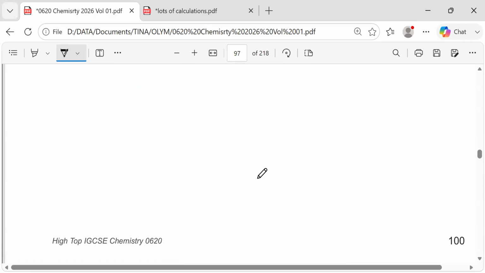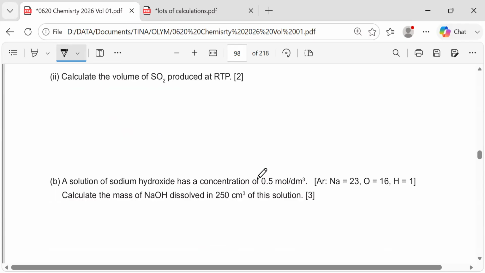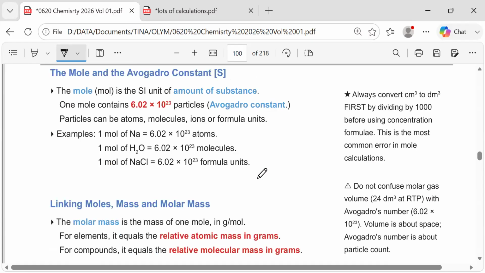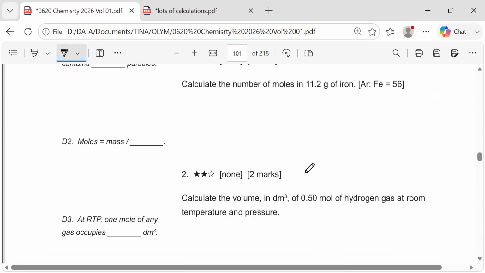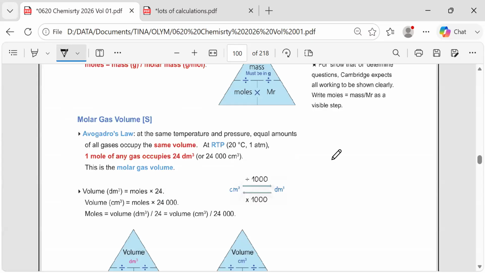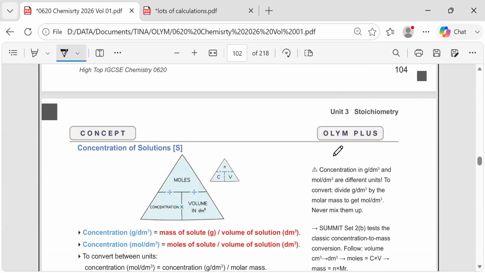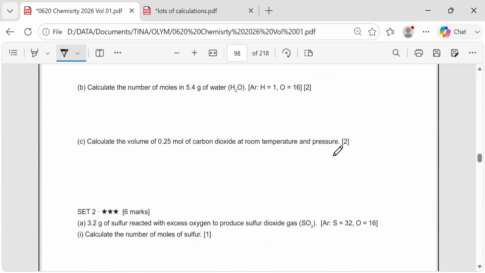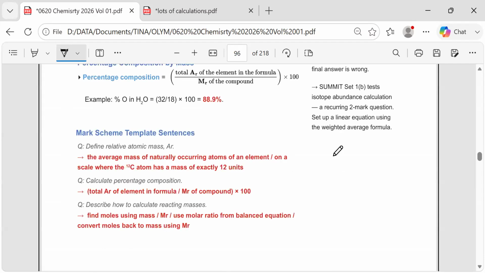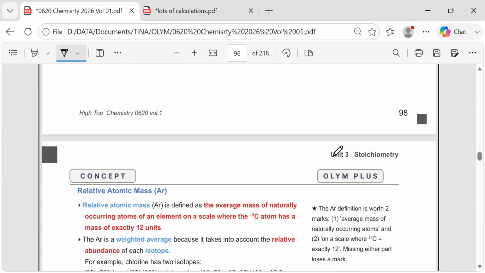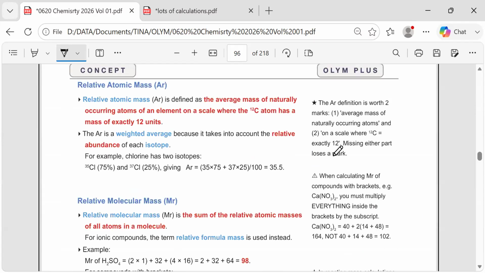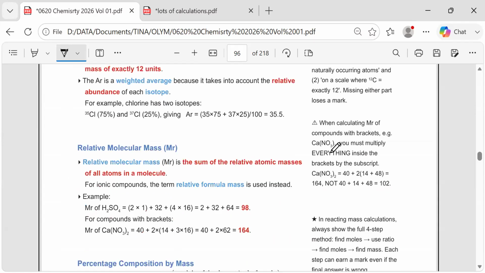Okay, I would like you to turn to page. Okay, it's too small. It's called relative mass. Yeah, here. I would like you to turn to page 99. This page 99.